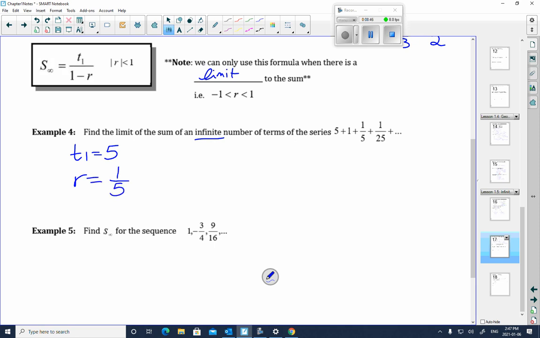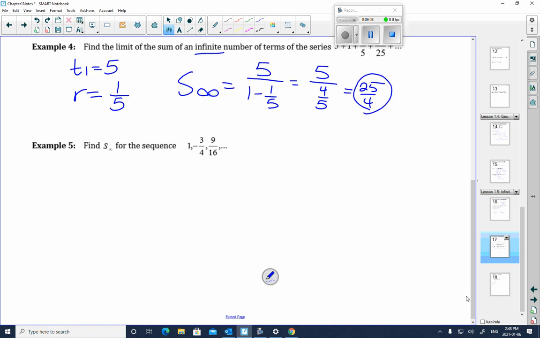How do I know that? Because the second term is 1, the first term is 5. The second term divided by the first term gives me the common ratio. So S to infinity would be 5 divided by 1 minus 1/5, which is 5 divided by 4/5, which gives me 25/4.